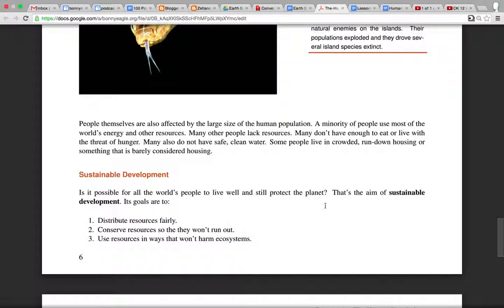People themselves are also affected by the large size of the human population. A minority of people use most of the world's energy resources, like the people in this room.